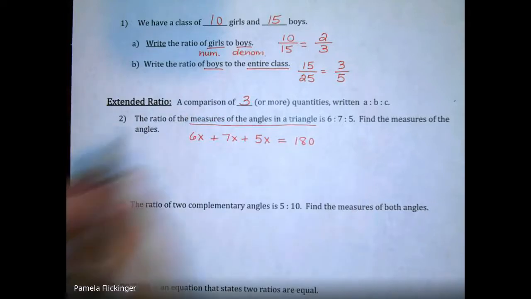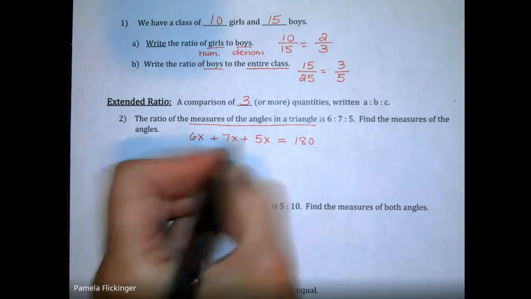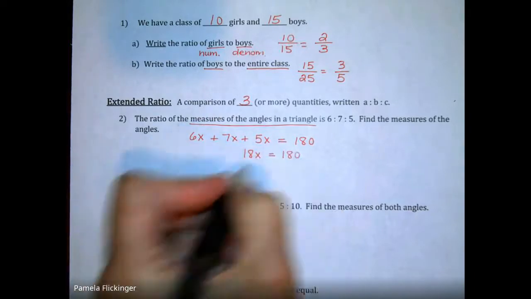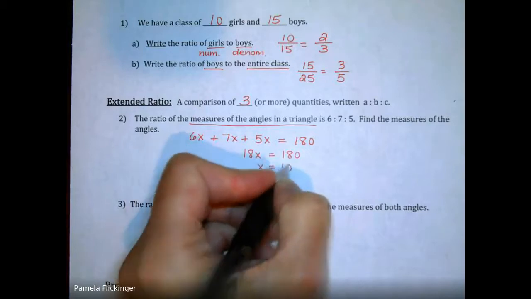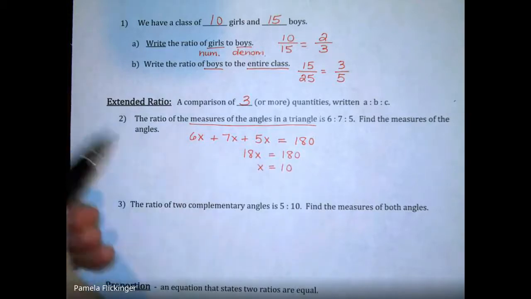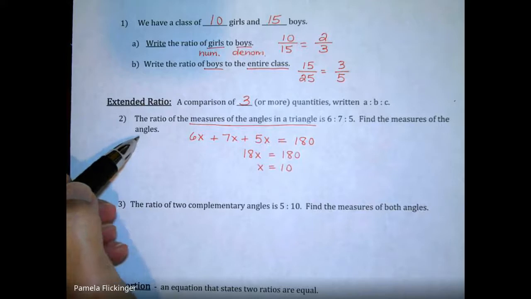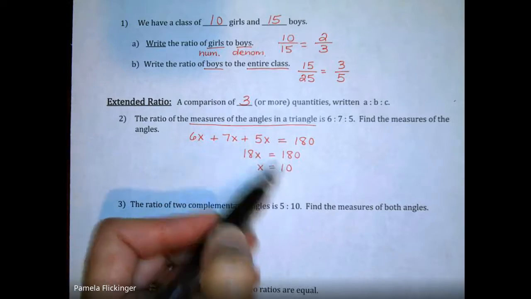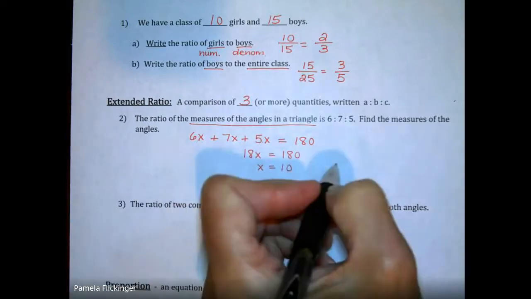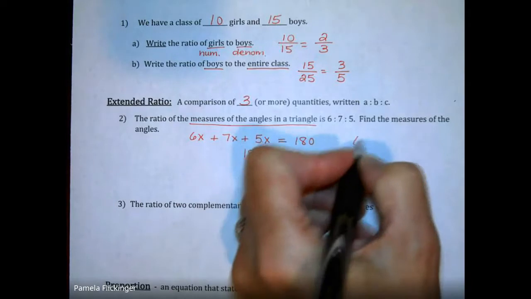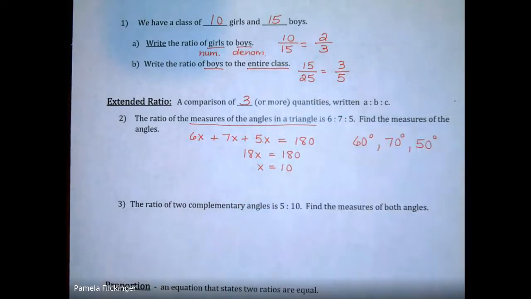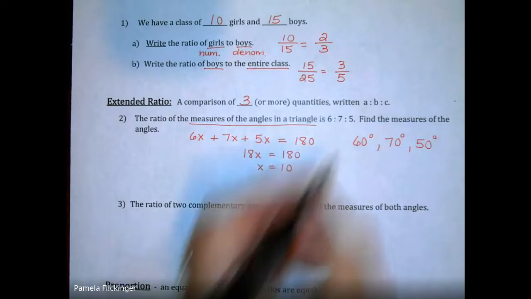Add your like terms. So we've got 18x equals 180. Divide by 18, x is 10. It didn't say stop at solving for x. It wants the actual measures of each one. So if we substitute 10 into each of the 6x, 7x, and 5x, the measures would be 60 degrees, 70 degrees, and 50 degrees. That's what we're looking for.